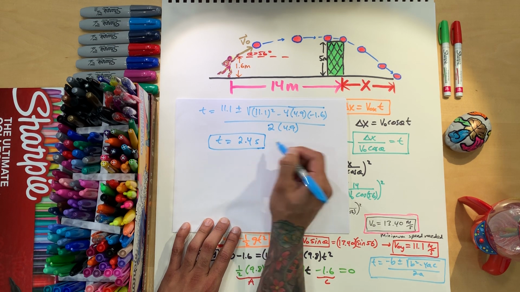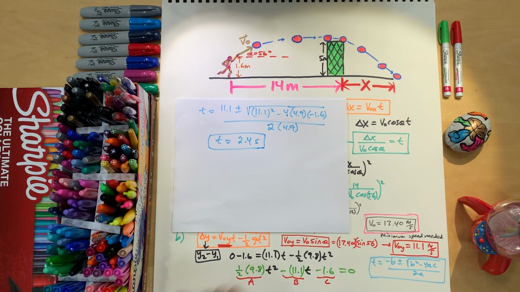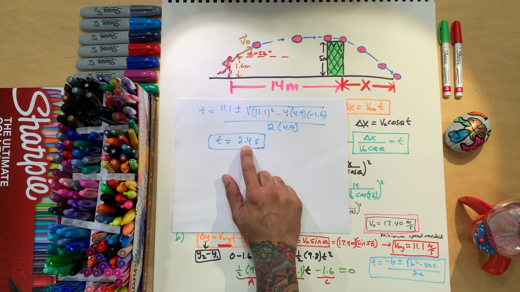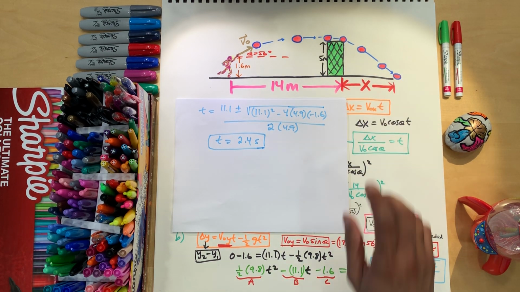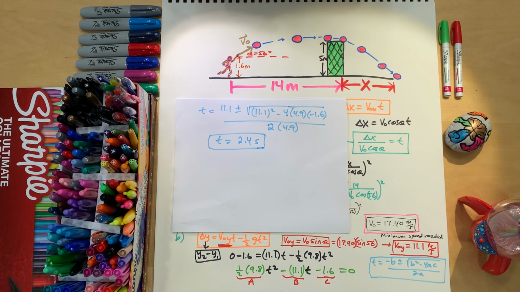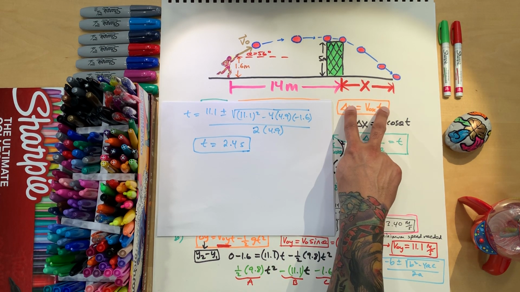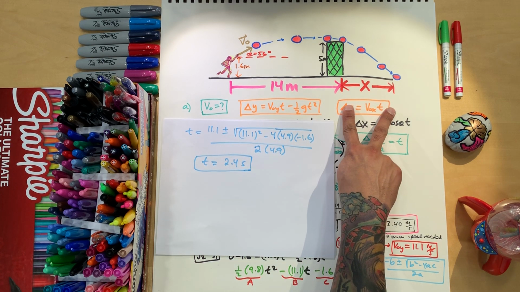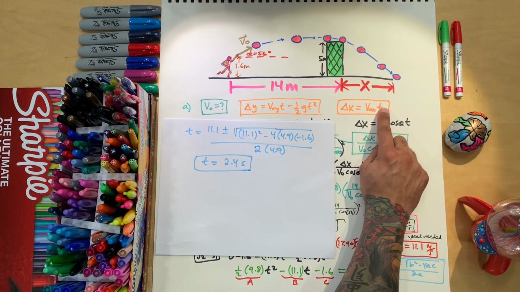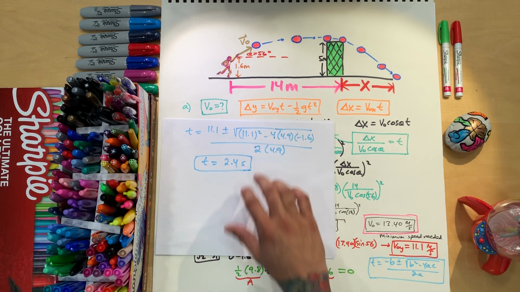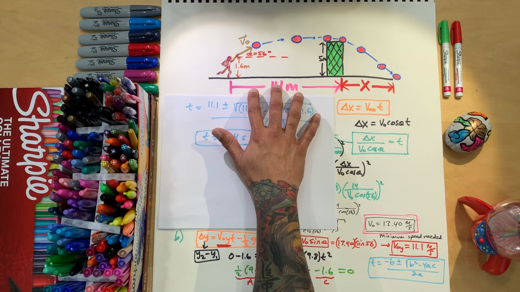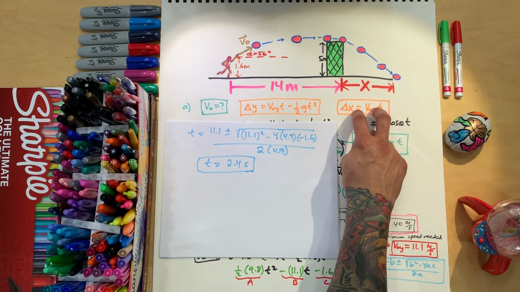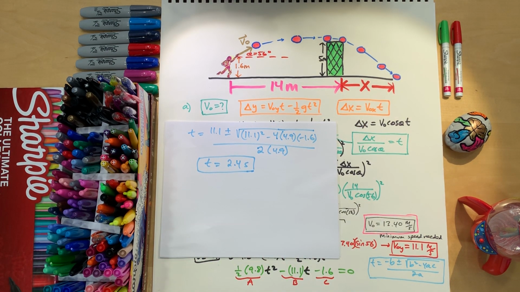You pick the positive value. So this 2.4 seconds represents how much time it takes from here all the way to the end. Now that we have that, let's revisit this equation. Remember that we said we didn't have the time, so we used the other one to find the time. Now we're back here, and let's plug stuff in.